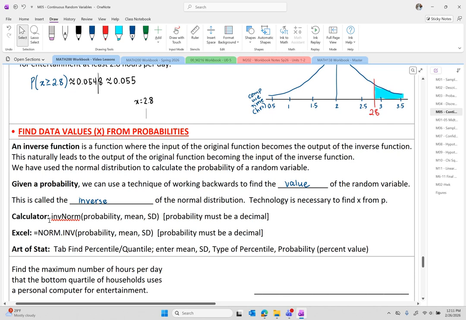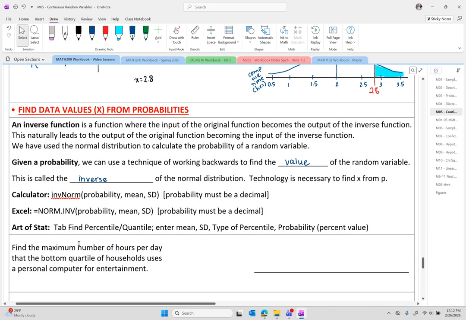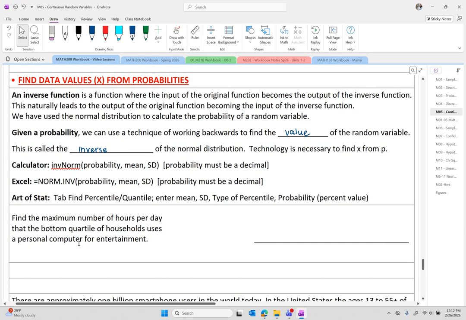In your calculator, you can use the function invnorm, with the probability first, the mean and the standard deviation. Probability must be a decimal. In Excel, there is norm.inv, again probability, mean and standard deviation. And in ArtofStat, we will be in the tab Find Percentile Quantile. We will enter the mean, standard deviation, type of percentile, and probability. And that will solve the problem.